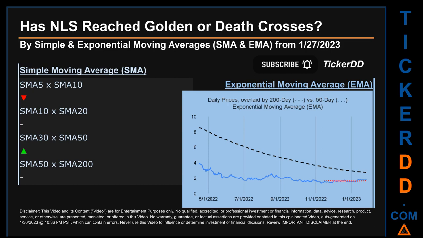Continuing with SMA, we looked across the 5 to 10, the 10 to 20, and the 30 to 50-day ranges to see if golden and death crosses had been reached. We found golden cross signal for the 30 to 50. We found death cross signal for the 5 to 10. We could not find either golden cross or death cross signal for the 10 to 20, the 50 to 200.